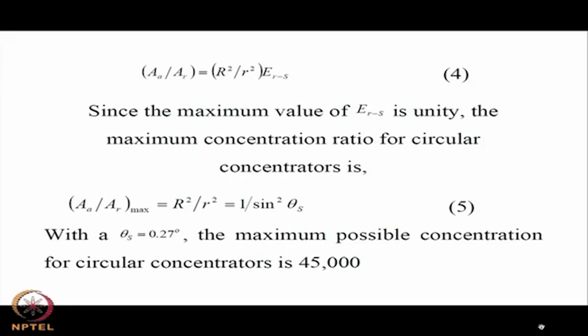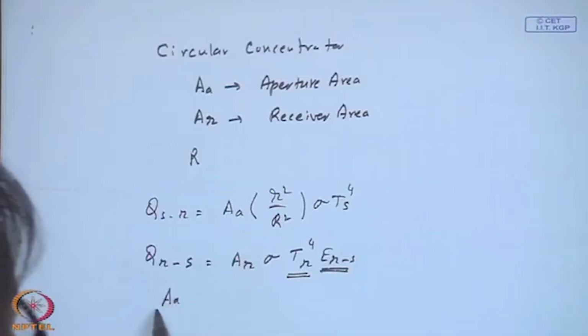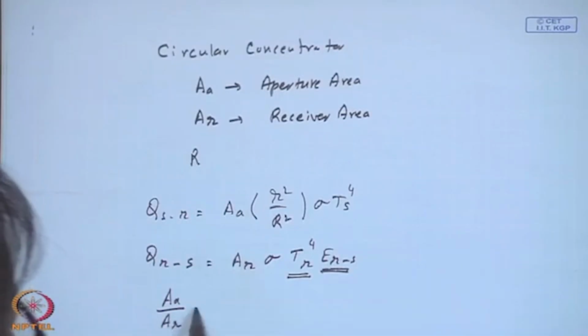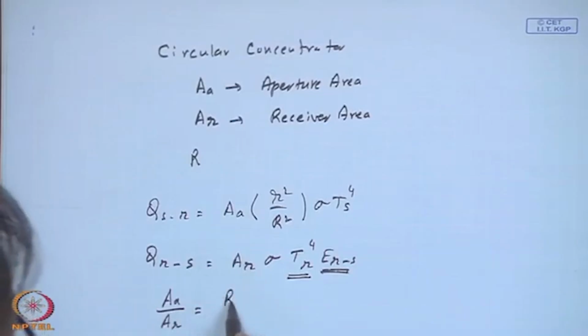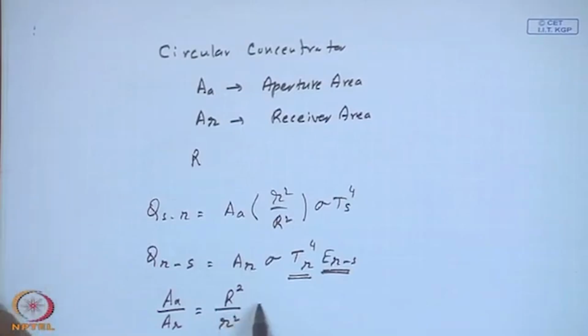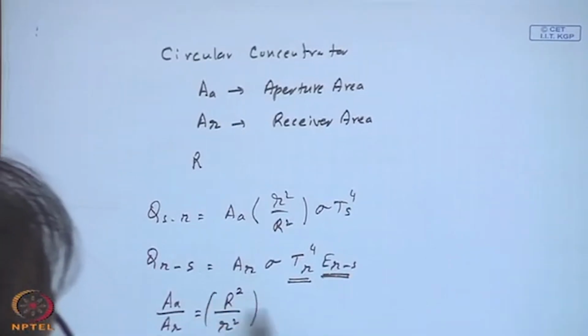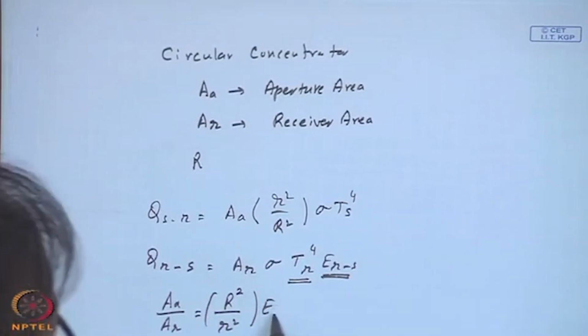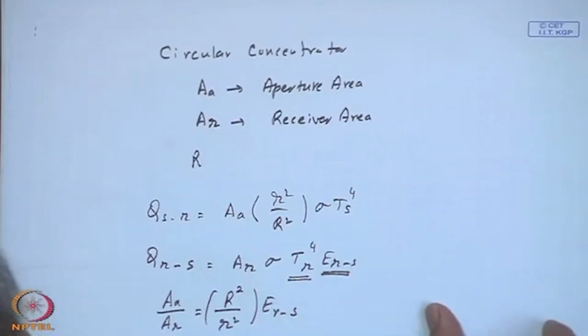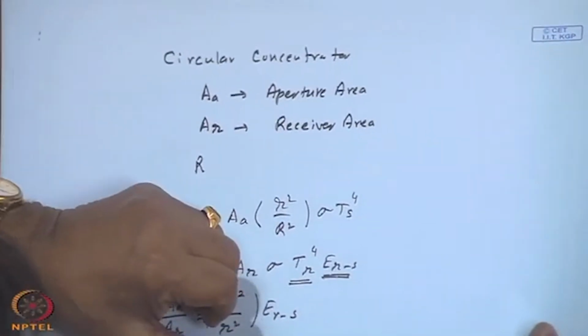So that you have the ratio A upon A_R as R squared upon r squared times E_rs. That is, under equilibrium conditions, whatever is the solar radiation received by the receiver must be getting emitted back, so that the temperature does not continuously increase.